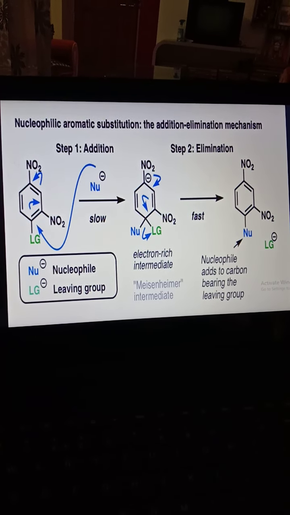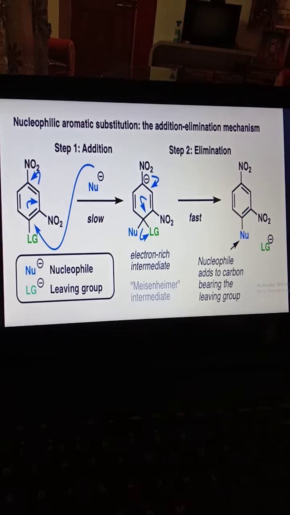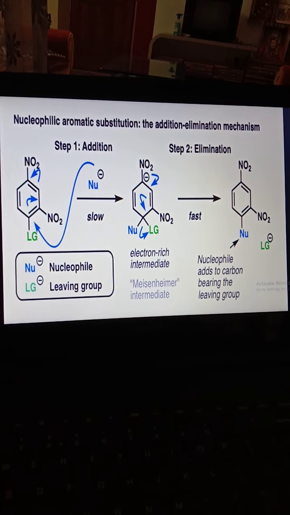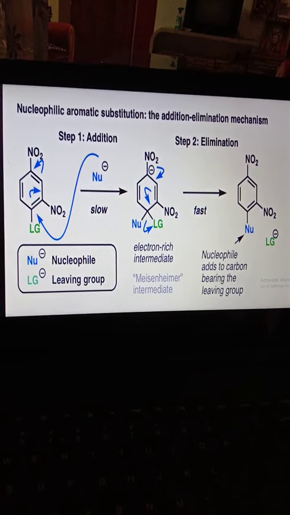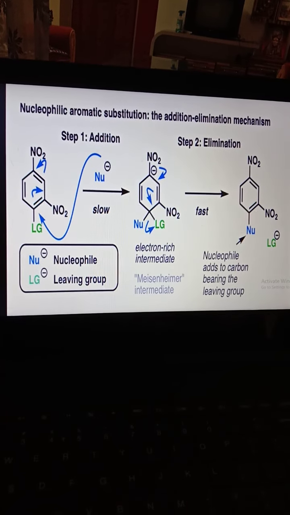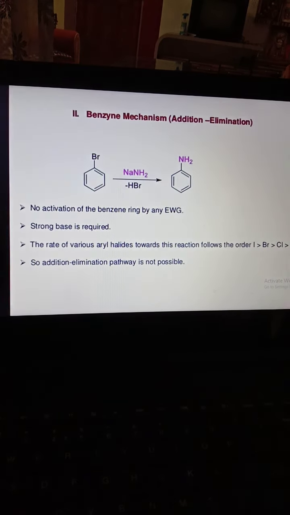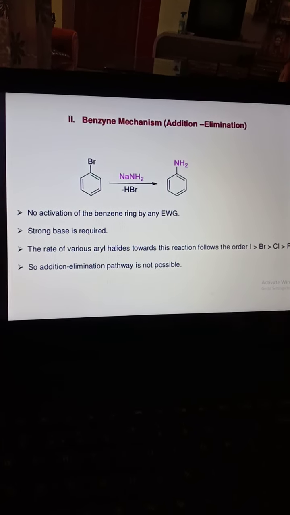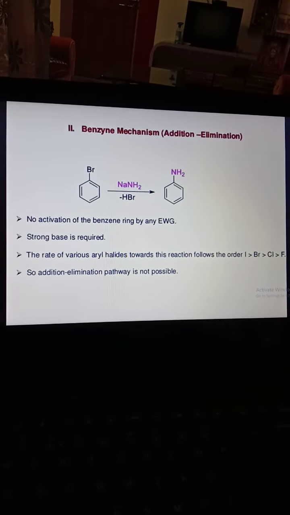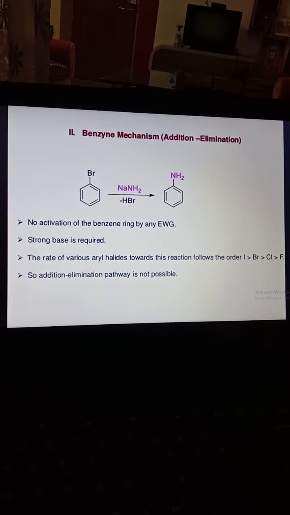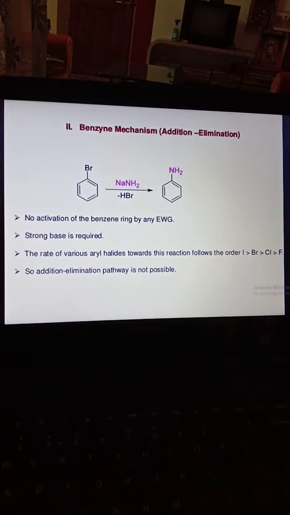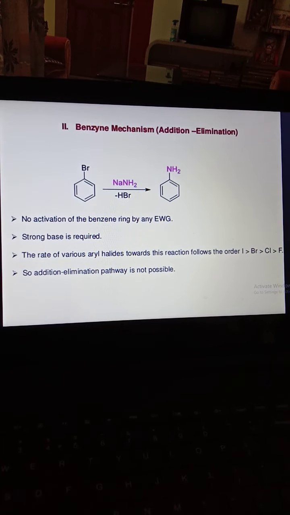Nucleophilic aromatic substitution. In aromatic compounds, the substitution can occur at the ortho and para positions, and the nucleophile attacks on the leaving group. Benzyne mechanism. In that, bromobenzene in the presence of NaNH2 forms aniline directly, meaning the NH2 group directly attacks the halogen. This is the benzyne mechanism.